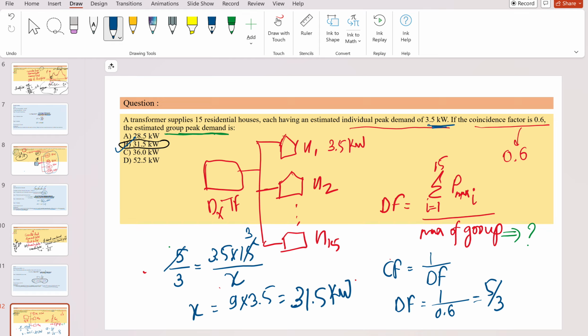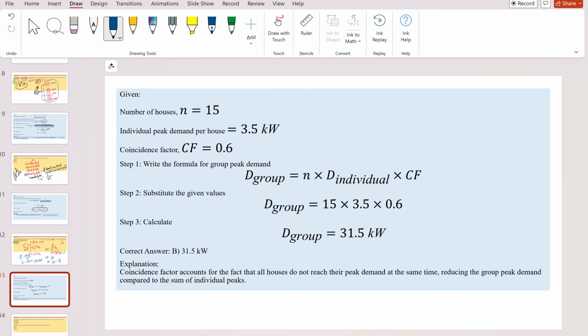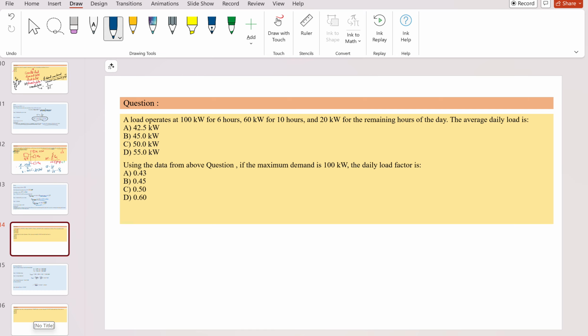So when you take the summation of all the demands, it will be 3.5 multiplied by 15, and the coincidence factor is already given. From that you will find out the diversity factor, and put that in the formula to estimate the maximum peak demand of that particular group, or you can say of the distribution transformer, as seen from the distribution transformer. Okay, so here the solution I have already given, that is 13.5. It will come out.